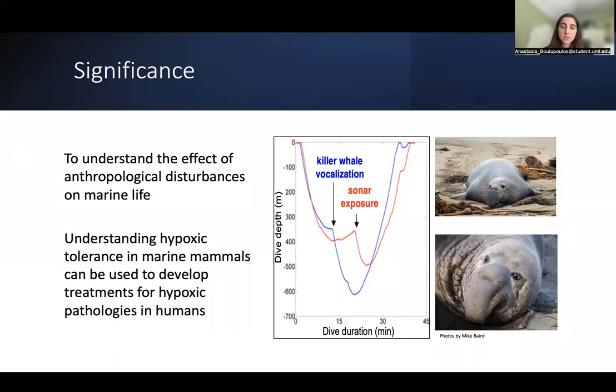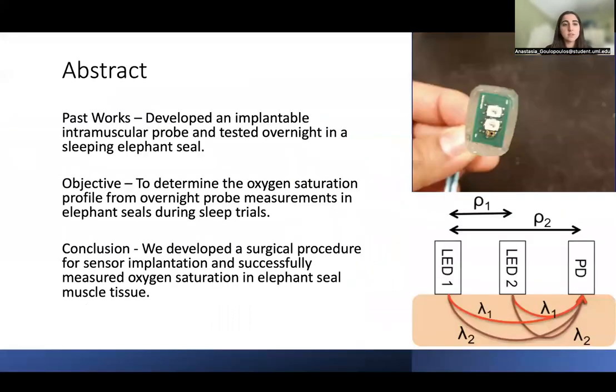They're equipped to do this because they have specialized cardiovascular systems that allow them to go without oxygen for long periods of time. And by studying this system, we can hope to develop treatments for humans who undergo hypoxic events, since we are not as equipped to deal with those events.